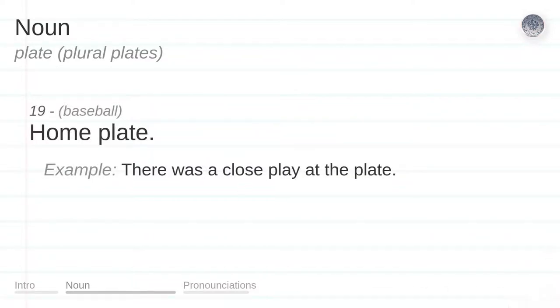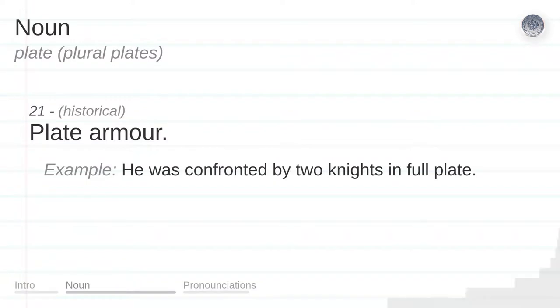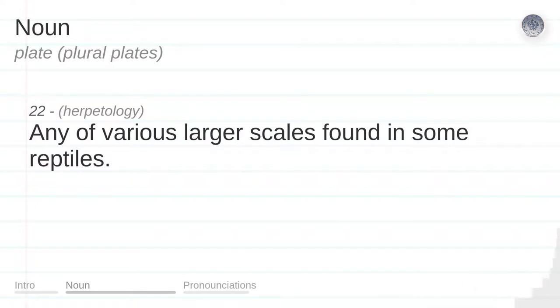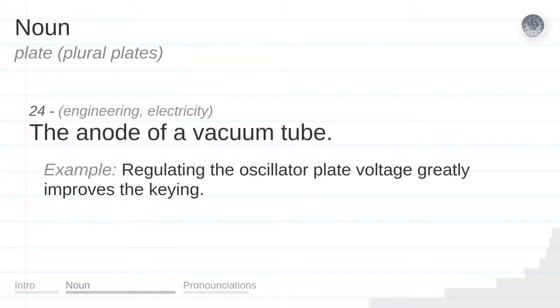Home plate. Example: There was a close play at the plate. A tectonic plate. Plate armor. Example: He was confronted by two knights in full plate. Any of various larger scales found in some reptiles. A flat electrode such as can be found in an accumulator battery, or in an electrolysis tank. The anode of a vacuum tube. Example: Regulating the oscillator plate voltage greatly improves the keying.